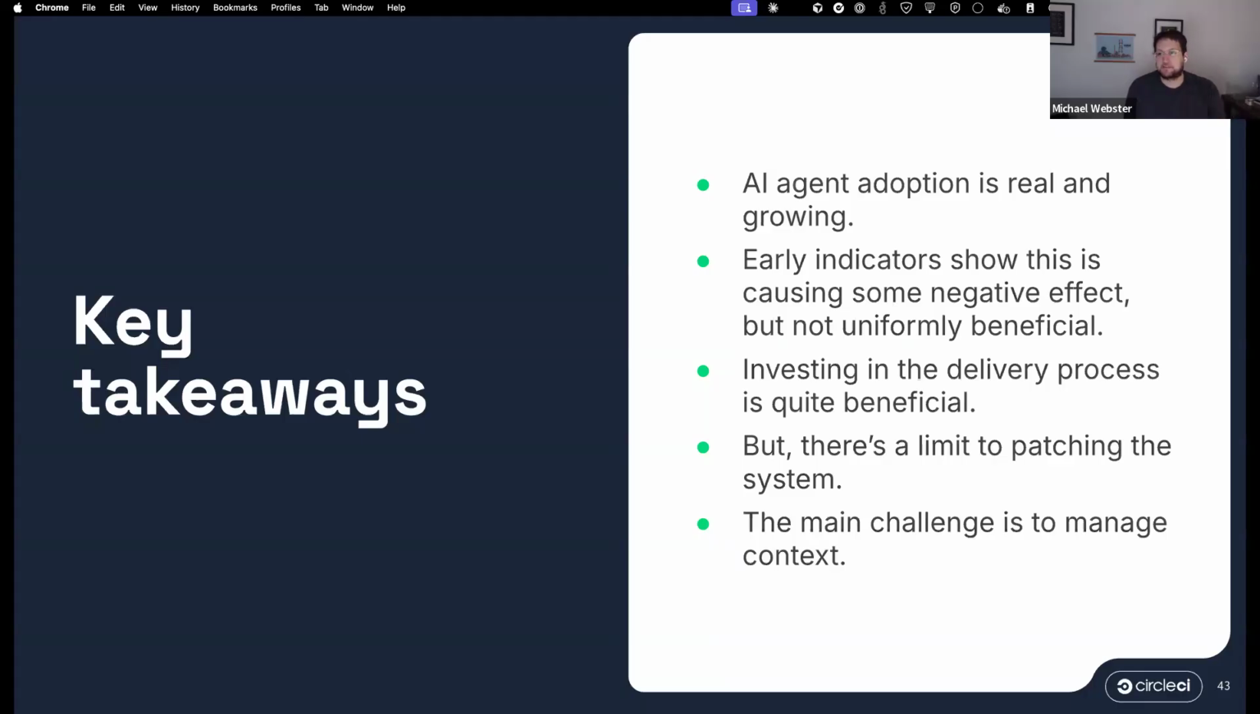Unfortunately, there's a limit to patching the system. Right now we have to fix the systems as we find them, but at some point we're going to have to move above that and change the system itself. And we think the main challenge there is managing context. How do you effectively get the instructions on how to achieve the work you want to achieve in a way that is quickly verifiable for the models is really crucial.